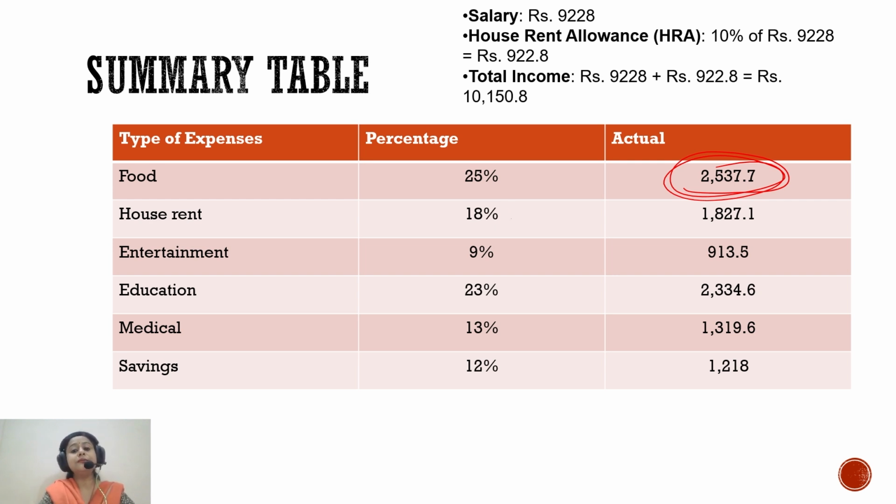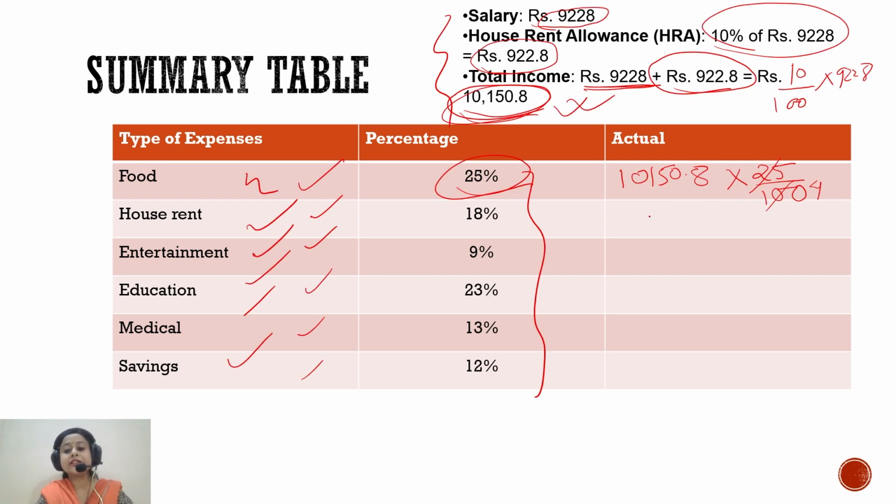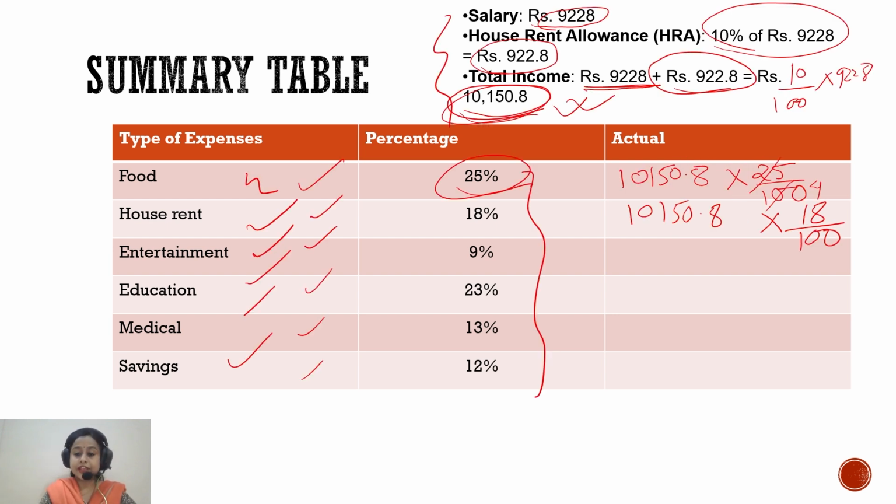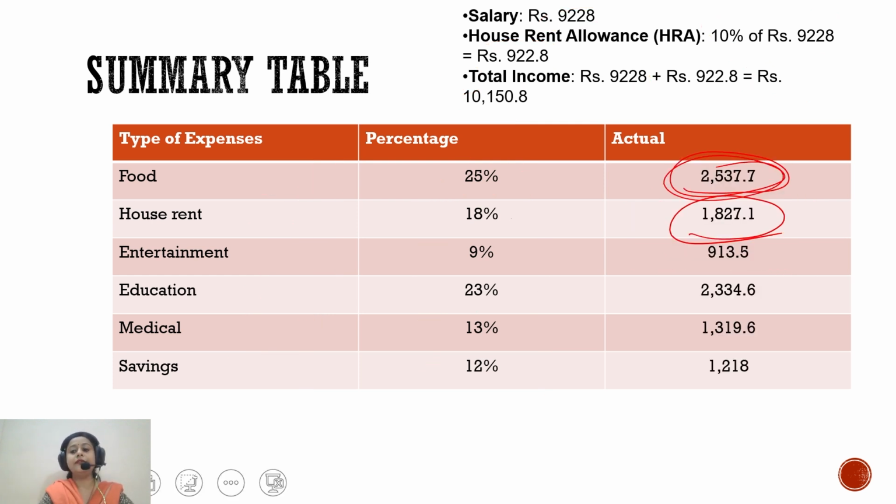So same for 18% here. For 18% we will get 10150.8 into 18 by 100. If you just further simplify it, you will get 1827.1. Simplification all of you know, because we are doing this for the last few lectures, right? Same for 9%, 10150.8 into 9 by 100. So for all these heads, all these different items, we can find out actual expenditure. We have to find out actual expenditure given this percentage, and we have done this.